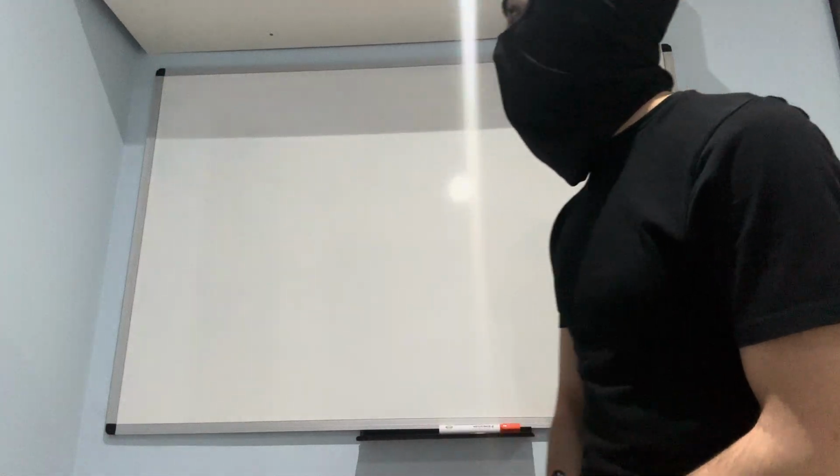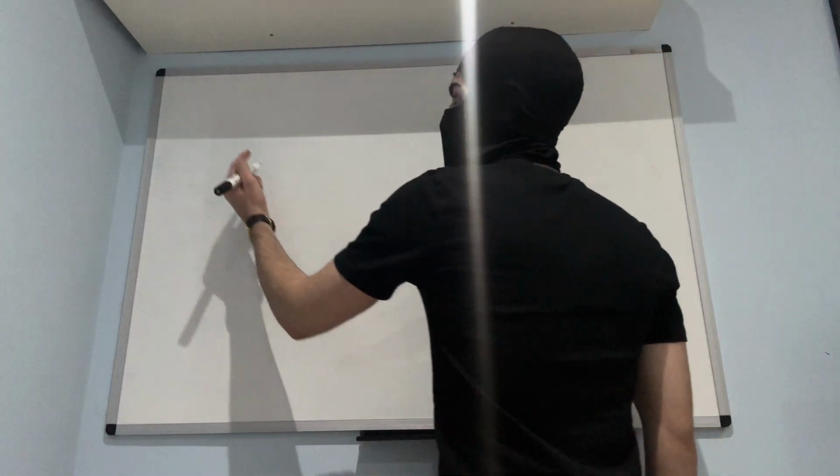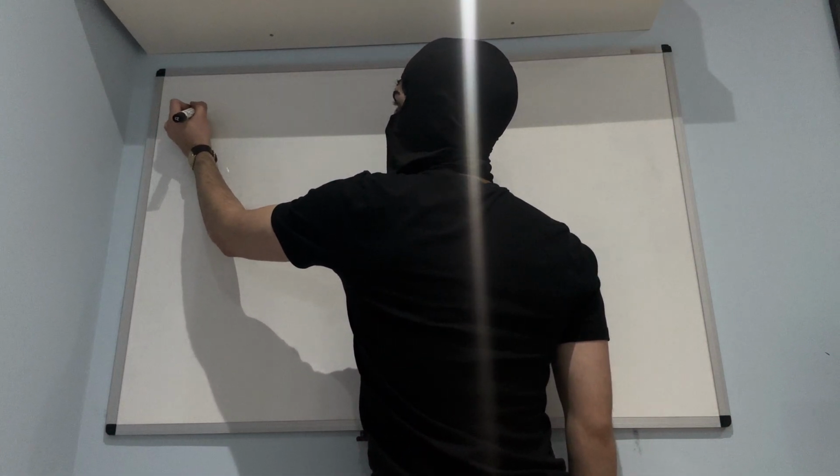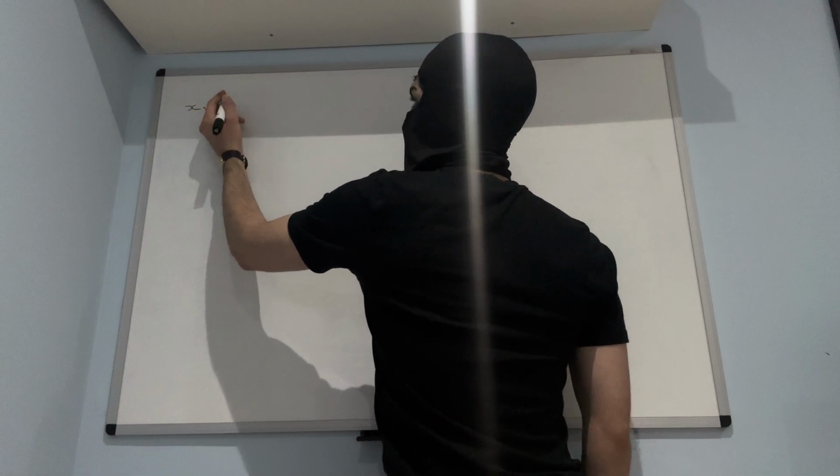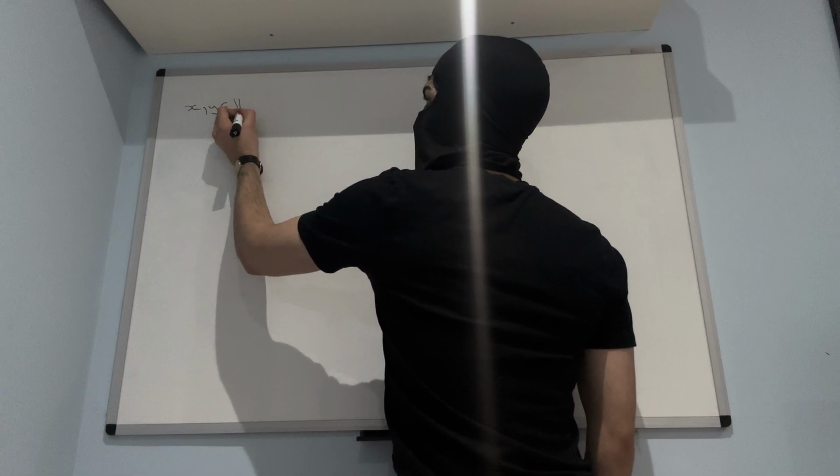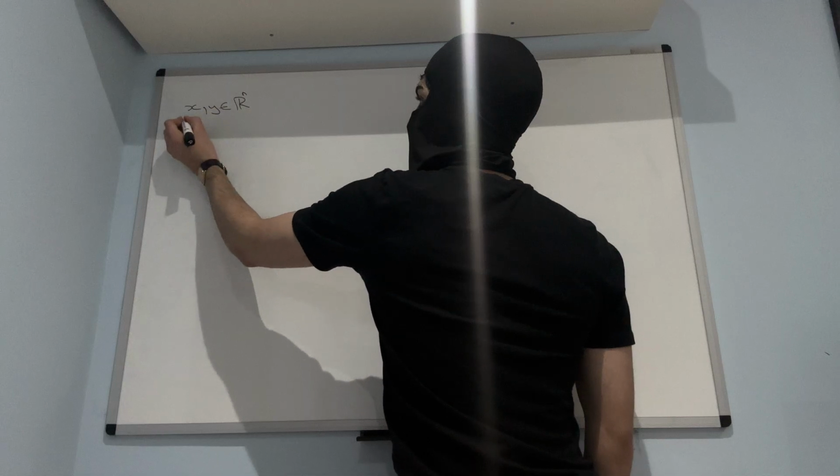Today we're going to be proving the Cauchy-Schwarz inequality. Simple proof. Let's say we have two non-zero vectors, x and y. They belong to the set R^n, non-zero.